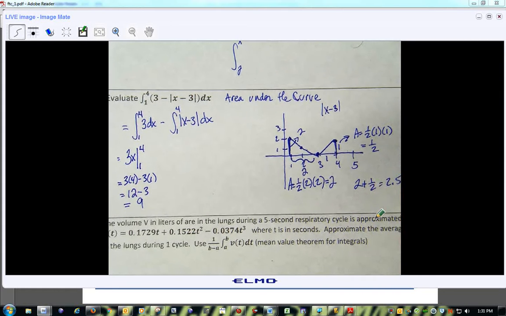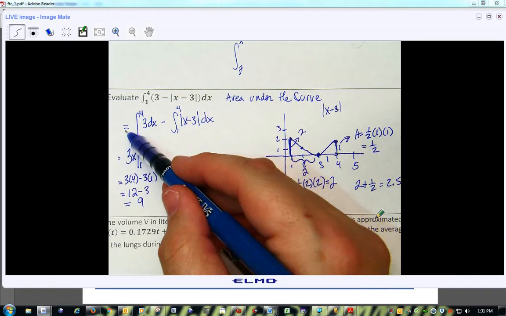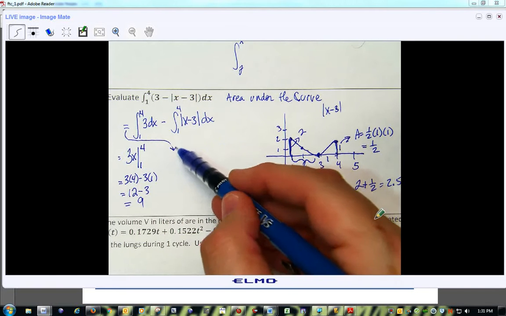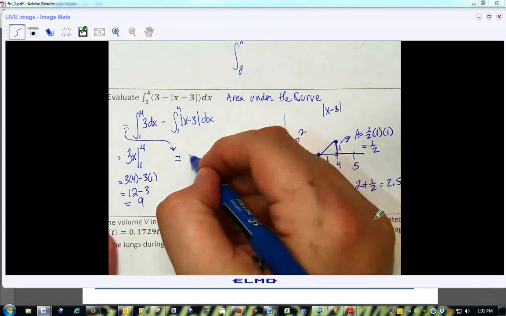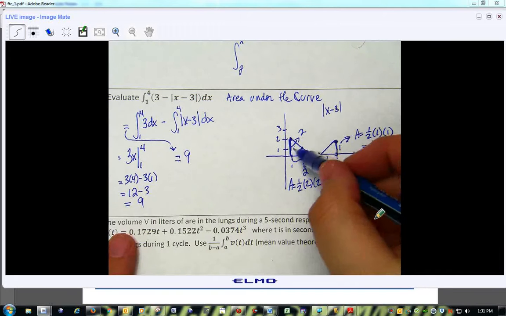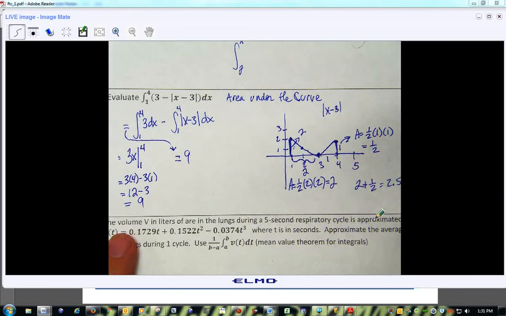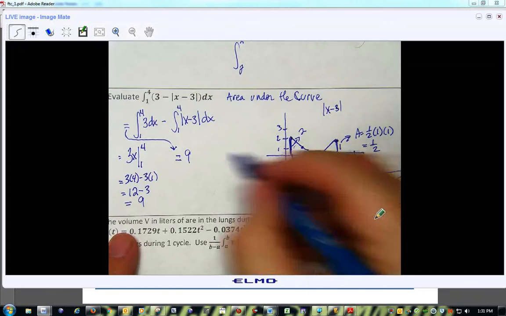So now if I looked at this and said, alright, I already figured out this integral, which was 9, from right here. Now, what's the total area under the absolute value curve from 1 to 4? What did we figure out it was? 2.5. So I have to subtract off 2.5.